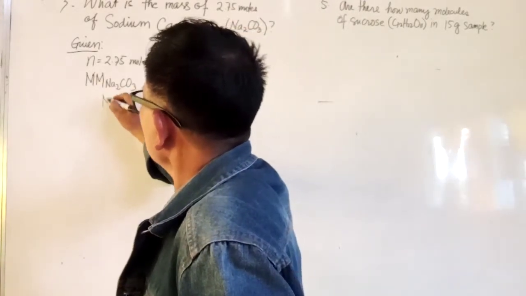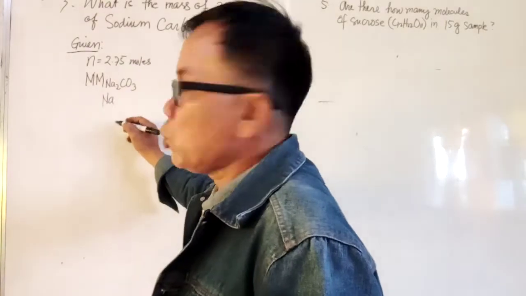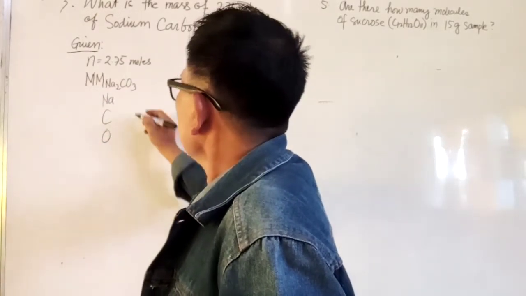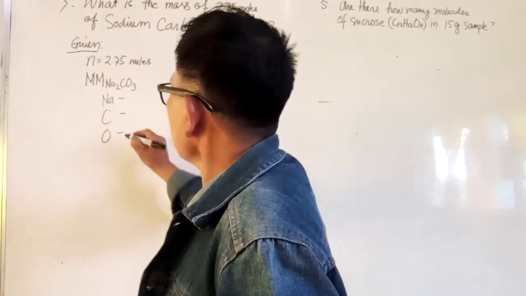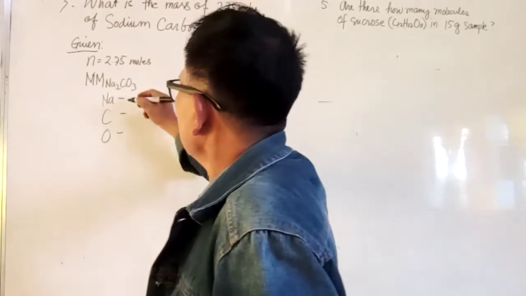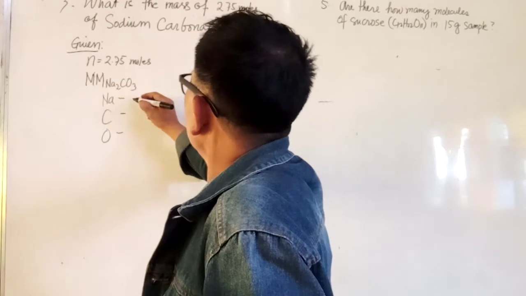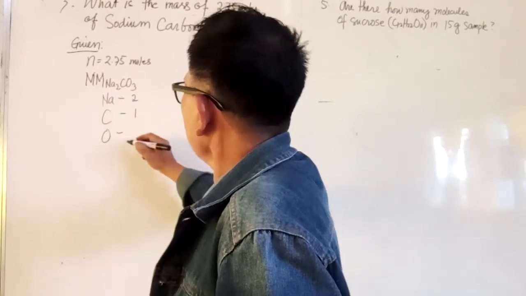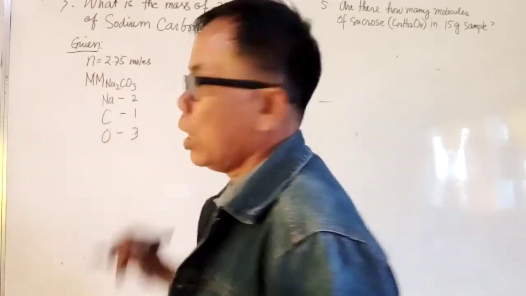So, we have sodium. Next, we have carbon. And then we have oxygen. Now, let's find out the number of atoms present in the molecule. For sodium, we have 2. For carbon, we have 1 atom. And for oxygen, there are 3 atoms.